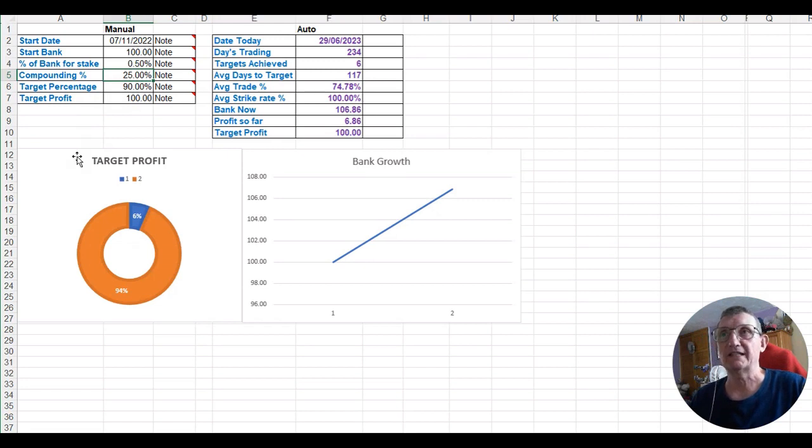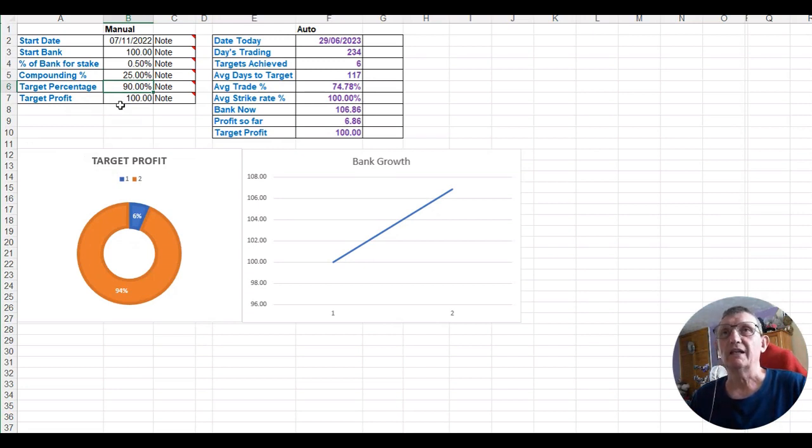Now compounding is just adding from our winnings onto our next stake. There's a number of ways you can do this, but I like doing it this way. And as we're backing, 25% is okay. You could go less, and sometimes I go more, like 45%, but generally 25% is a good figure. Now I've put a target percentage, and you'll see what that means in a minute, at 90%.